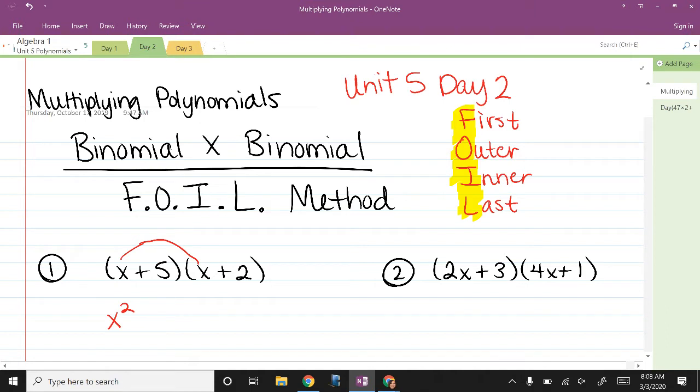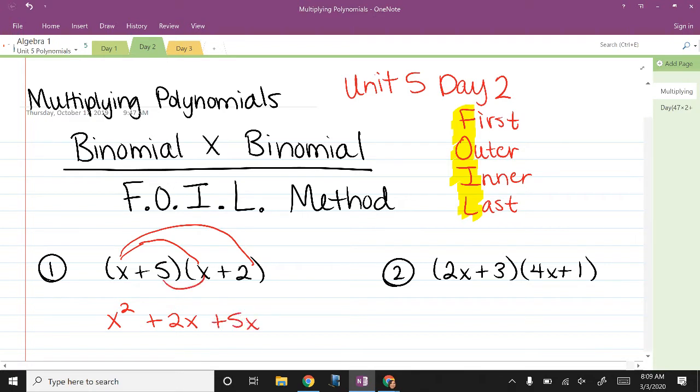Then O stands for outer. That means you're going to multiply the two terms on the outsides of the parentheses, the very first term and the very last term. Outside terms. So what is X times 2? 2X. I stands for inner, so we're going to do the two terms in the middle. 5 times X is what? 5X.